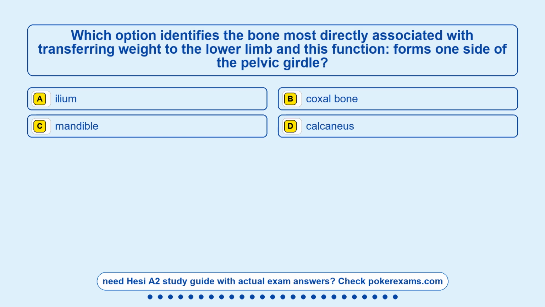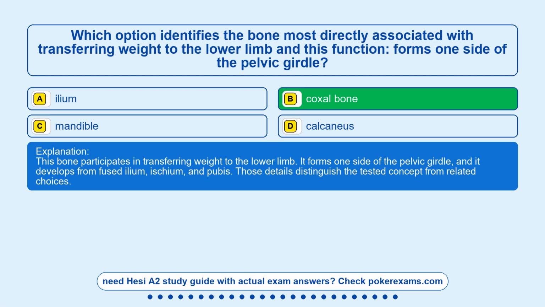Question 17. Which option identifies the bone most directly associated with transferring weight to the lower limb, which in this function forms one side of the pelvic girdle? Option A, ilium. Option B, coxal bone. Option C, mandible. Option D, calcaneus. The correct answer is option B, coxal bone. This bone participates in transferring weight to the lower limb. It forms one side of the pelvic girdle, and it develops from fused ilium, ischium, and pubis. Those details distinguish the tested concept from related choices.